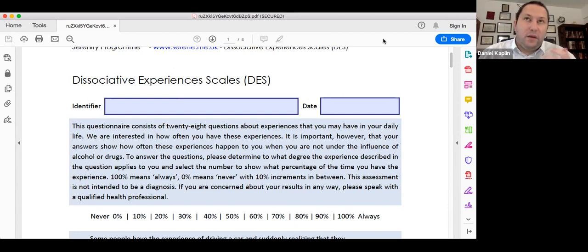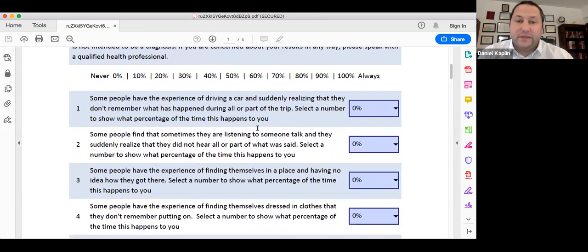And we preface anyone filling it out that, hey, make sure that if you're filling this out, that these experiences are not when you're under the influence of alcohol or drugs. And we give them an understanding of a spectrum of what percentage of the time you experience this dissociation, which goes from 0% all the way to 100%. And let's take a look at some of the items.